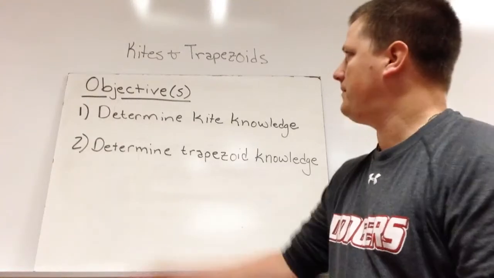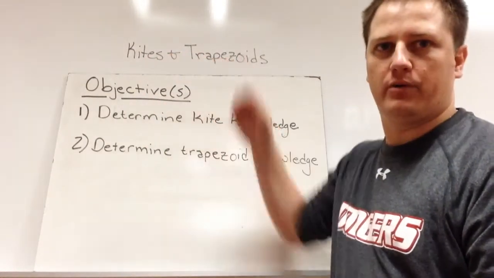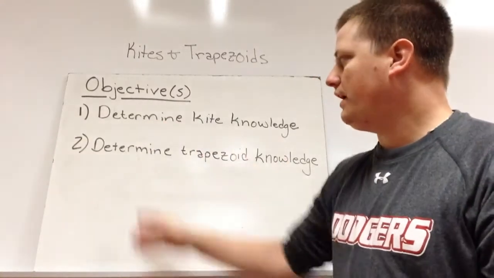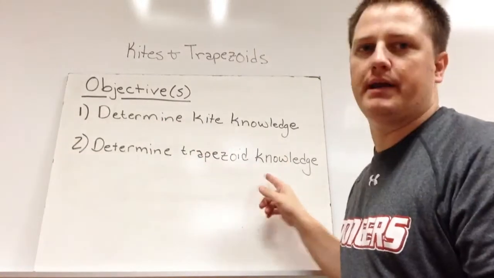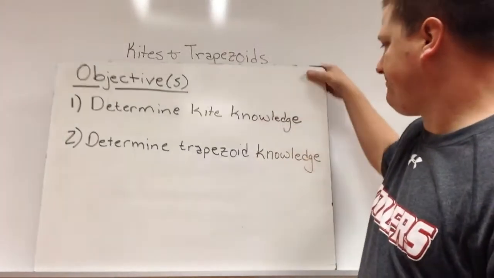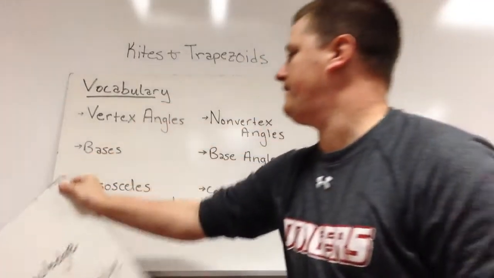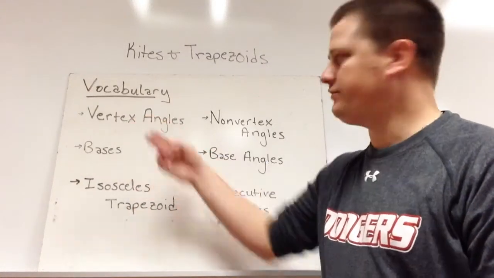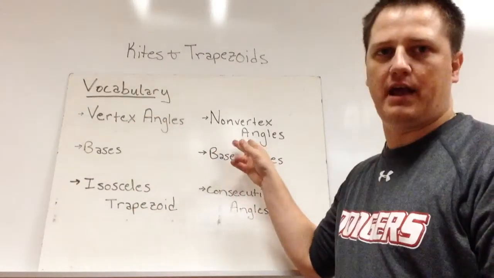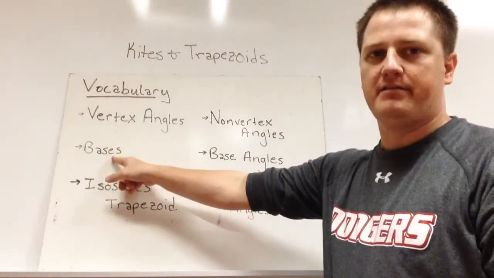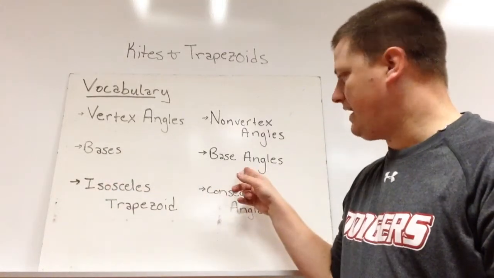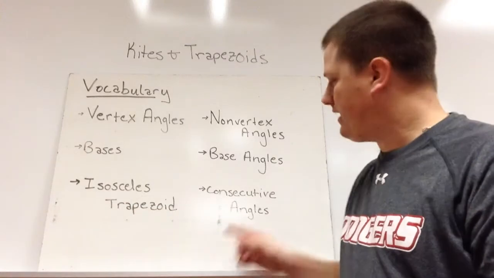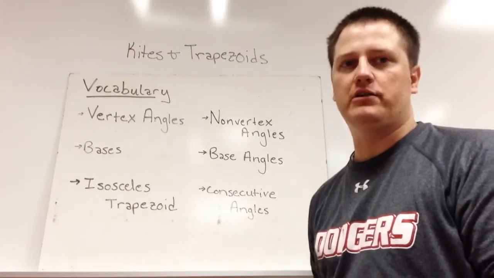In this lesson, we're going to be looking at kites and trapezoids. Our objectives are to determine kite knowledge and to determine trapezoid knowledge. Our vocabulary is vertex angles, non-vertex angles, bases, base angles, isosceles trapezoid, and consecutive angles.